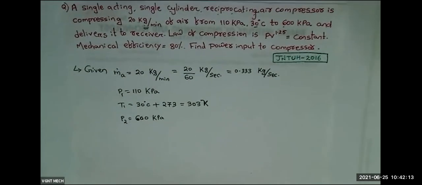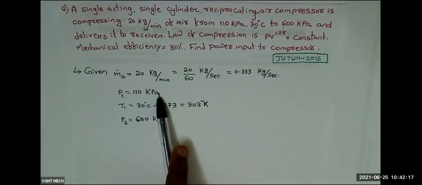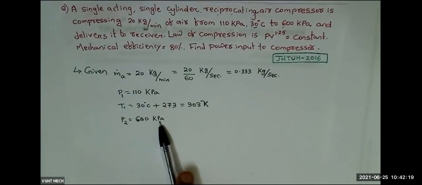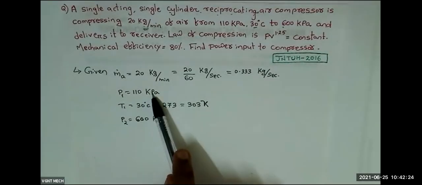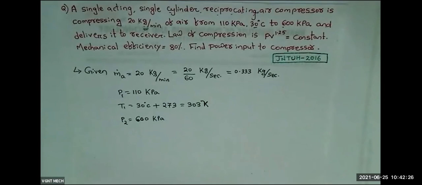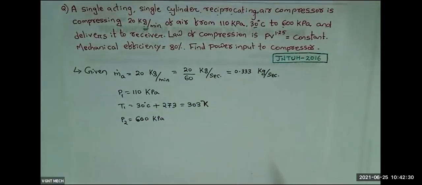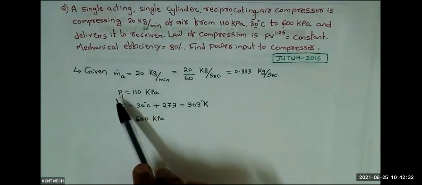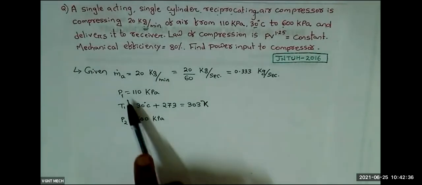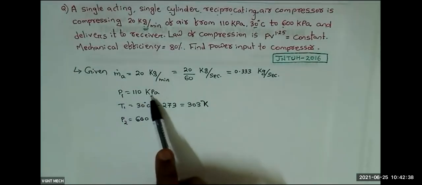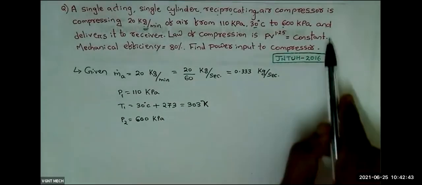What sometimes happens in the question paper is that the P1 unit is given in megapascal and the P2 unit in kilopascal. In that case, you have to convert megapascal into kilopascal. 1 megapascal is 10 to the power 3 kilopascal. Keep in your mind that the unit of P1 and unit of P2 should be the same. For example, here the unit of P1 is kilopascal and the unit of P2 is also kilopascal, so no problem.